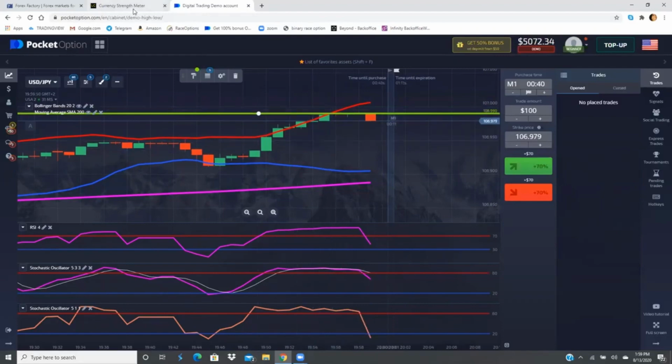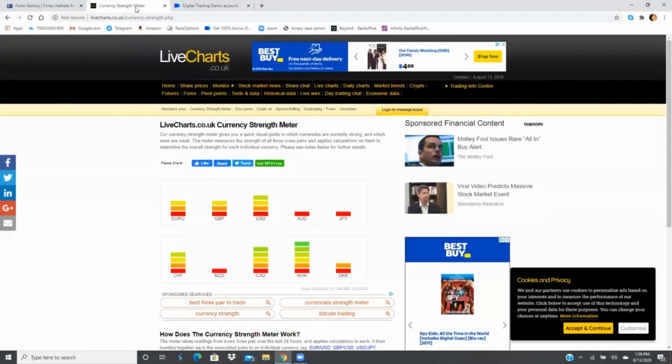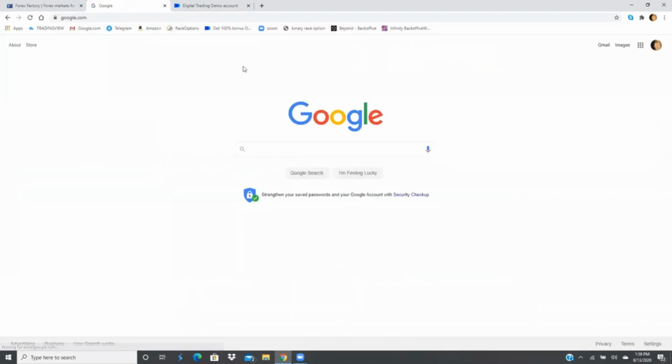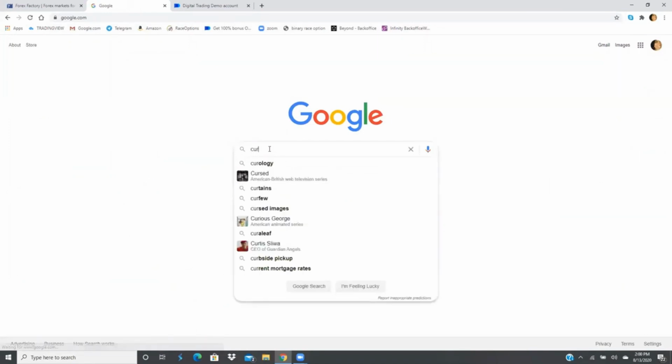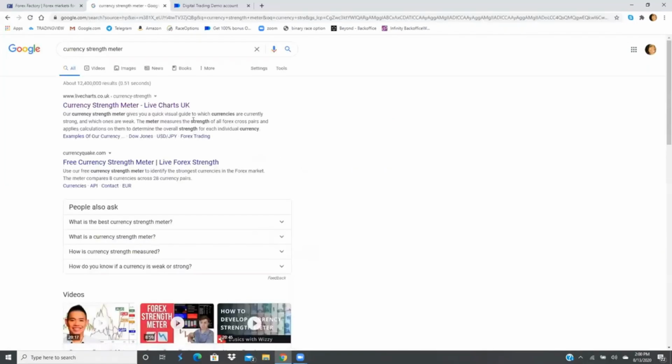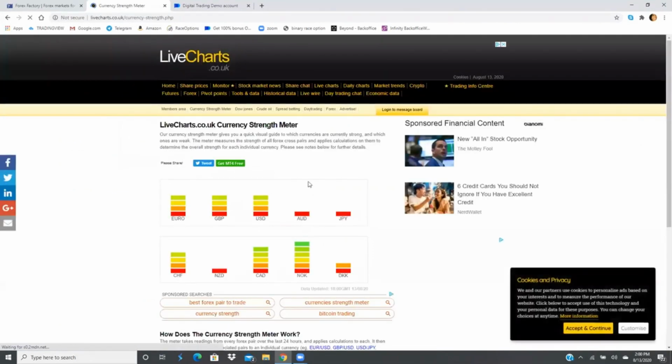So I like to use this website. I'm going to show you how to find it. So if you go to Google, and then you just Google currency strength meter, it's the first one to pop up, click it. And then it's the first website right here. The first website to pop up, livecharts.co. And then you press that one. And then it leaves you right here.